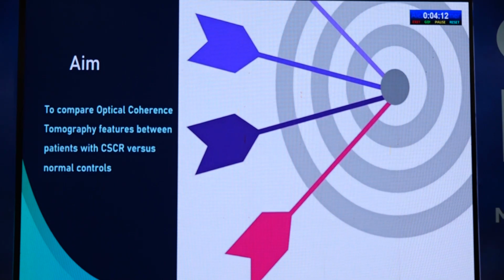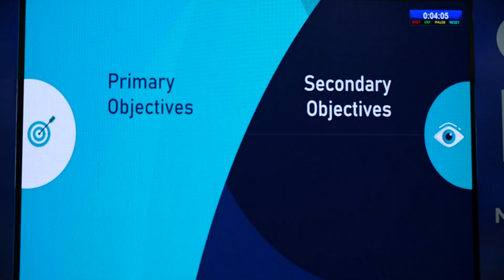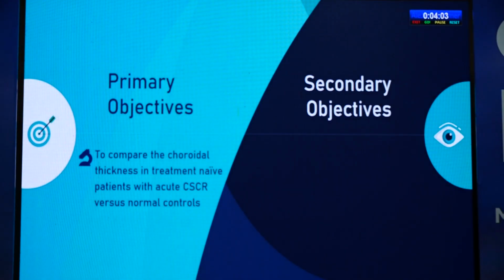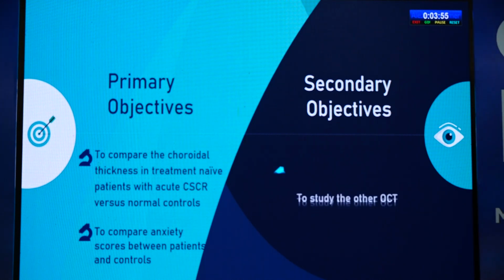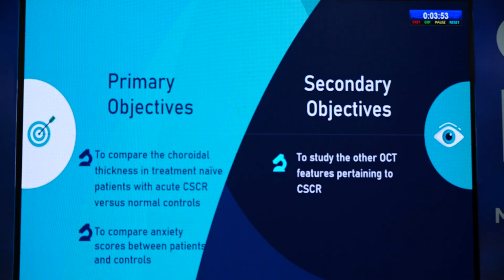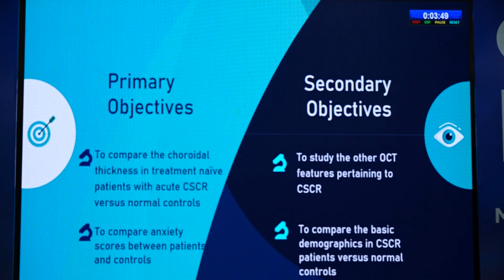The aim of my study was to compare optical coherence tomography features between patients with CSR versus normal controls. The primary objectives were to compare the choroidal thickness in treatment-naive patients coming for the first time with normal controls, and to compare anxiety scores between patients and controls. The secondary objectives were to study the other OCT features pertaining to CSR and to compare the basic demographics in CSR versus normal controls.